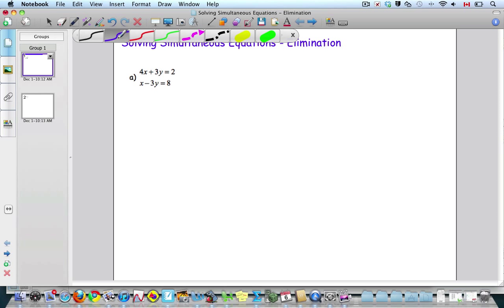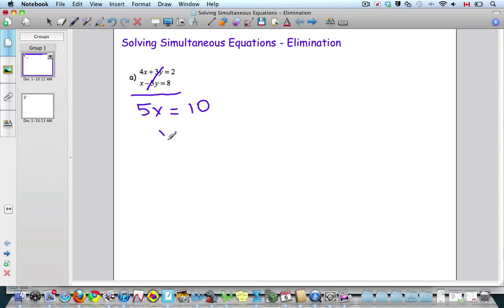We're going to use that idea to solve these simultaneous equations. In this case, when we look at our equations, we've got 4x plus 3y equals 2 and x minus 3y equals 8. Right away, you should notice that we have a positive 3y and a negative 3y. That makes it easy to solve your equation. So if I just add them up, I get 5x plus 0y, they cancel away, equals 10. I divide by 5 and I get x to be 2.